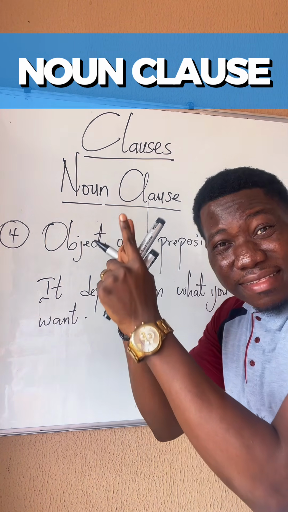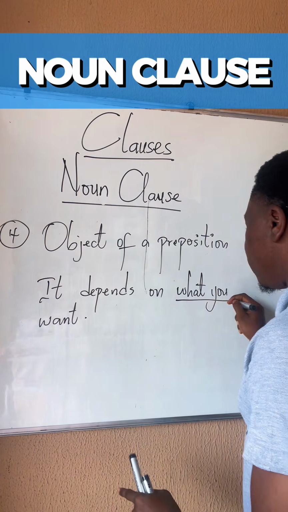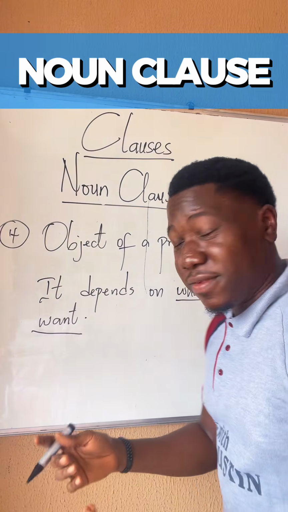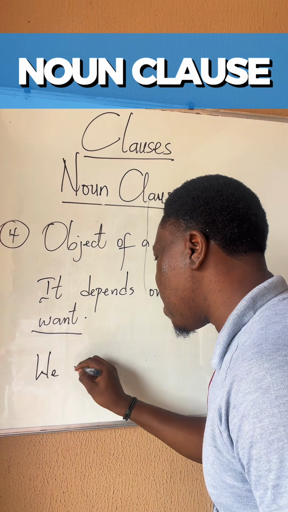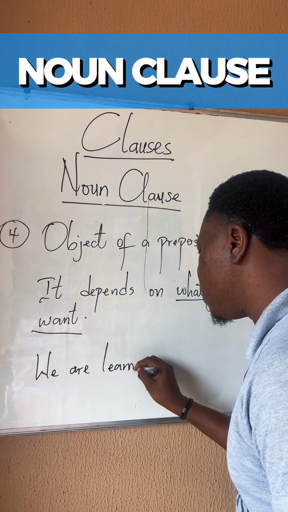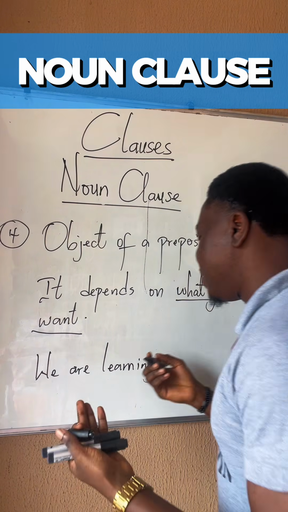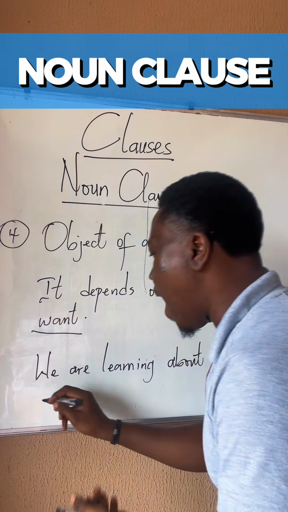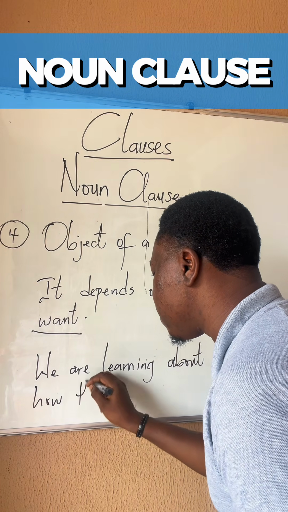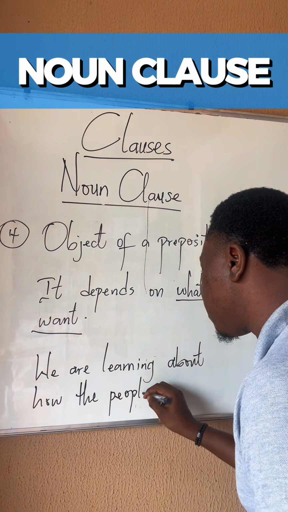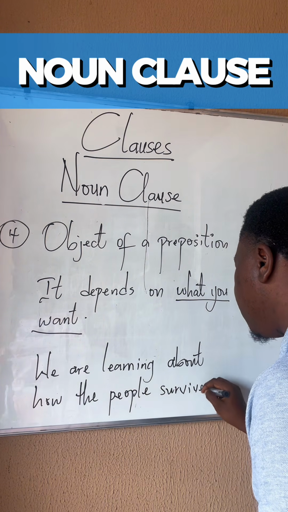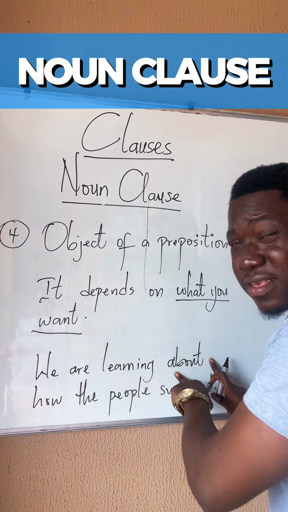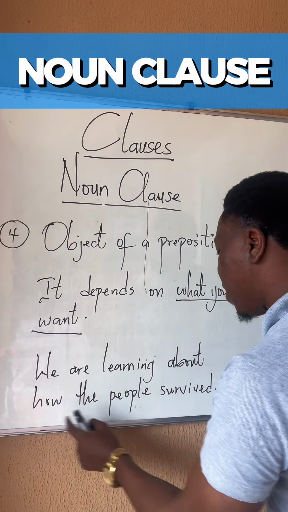It depends on this thing. What thing? What you want. Noun clause, acting as object of the preposition. Another example. We're learning about, now preposition, how the people survived. How the people survived. We, subject, are learning, verb phrase, about, a preposition, object of preposition, how the people survived.